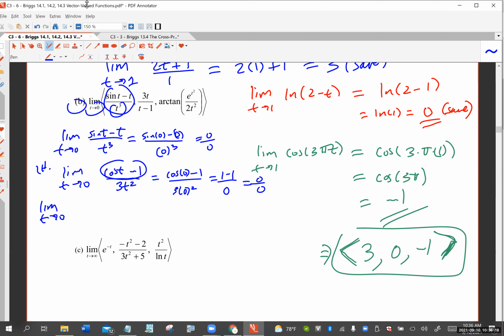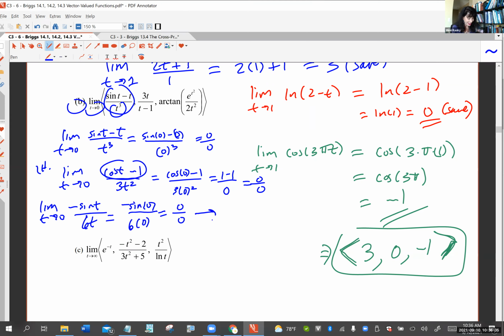Negative sign. And then the derivative of -1 is 0, so that's done. And then the derivative of 3t squared is 6t. All right, let's try direct substitution now. Oh man, are you kidding me? 0 over 0 again. Oh dear. All right, L'Hopital's again. I hope there's a light at the end of the tunnel here.